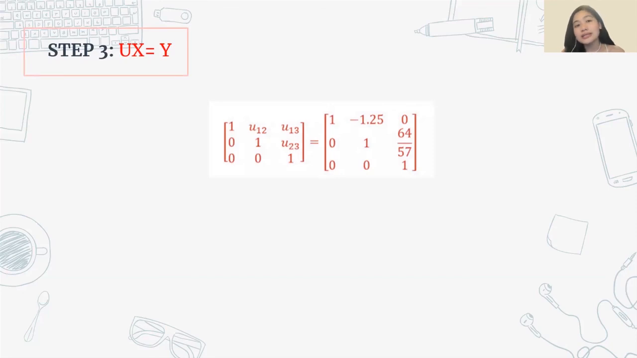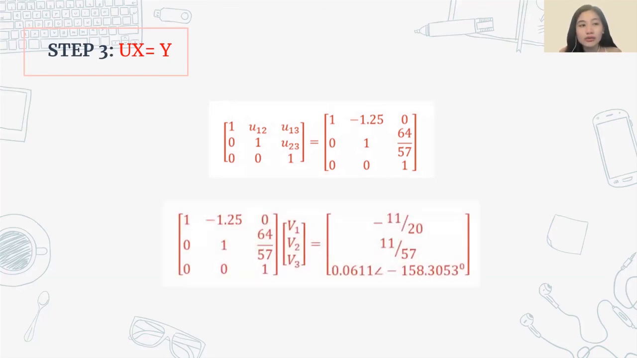Now moving forward to our third step. Our third step is Ux equivalent to Y. So basically, our upper matrix will be multiplied dun sa X na pinakita natin kanina. And all of the values from the upper matrix na nakuha natin sa first step will be substituted here. So diagonal natin will be comprised of all 1s, and our U12 is negative 1.25, U13 is 0, and our U23 is 64 all over 57.